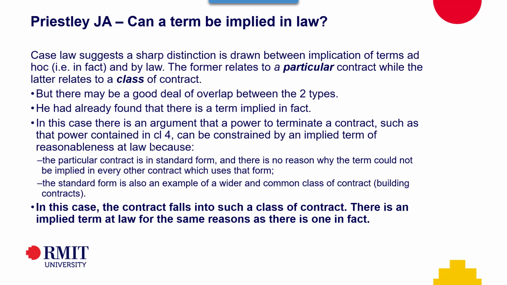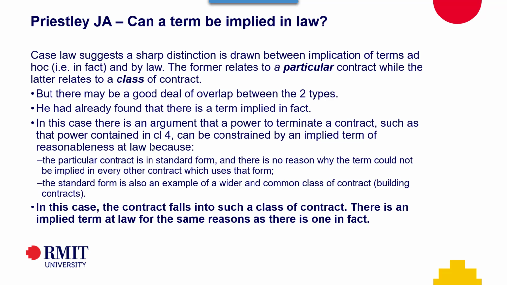So he notes that the case law suggests a sharp distinction between implication of terms ad hoc and by law. The former relates to a particular contract, while the latter relates to contracts within a class. But he says, and he is correct here, look at me correcting an appellate judge, there may be a good deal of overlap between the two types. He's already found implication of fact.